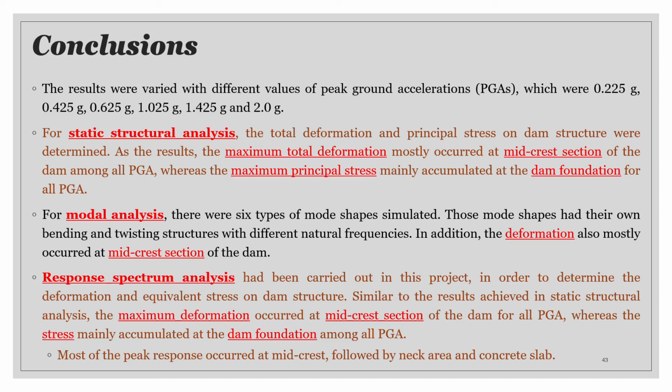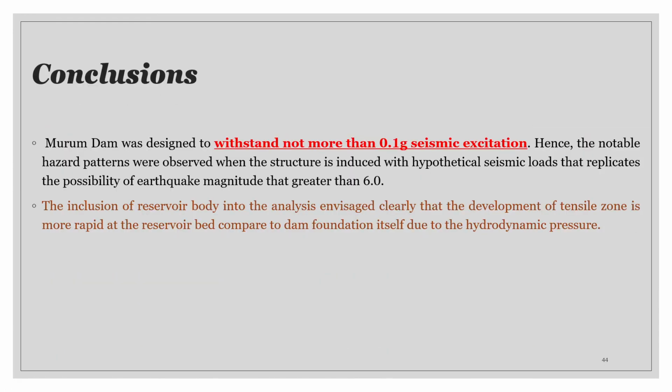In conclusion, among the static structural analysis, modal analysis, and response spectrum analysis, the maximum total deformation mostly occurs at the mid-crest section, whereas the maximum stress mostly occurs at the dam foundation or at the bottom section of the dam. In addition, Murum dam was designed to withstand not more than 0.1 gravity seismic excitation, which means an earthquake will happen at the area of Murum dam when the earthquake magnitude is greater than 6.0.